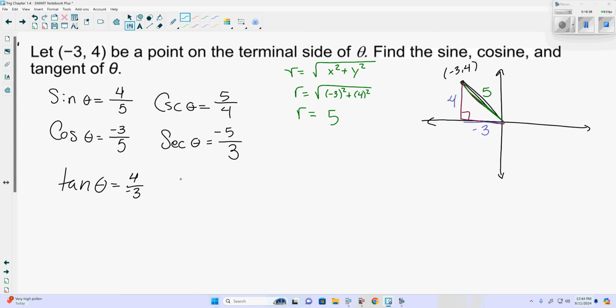And the last one, cotangent, is x over y, or just the flip of tangent, which would be -3/4.